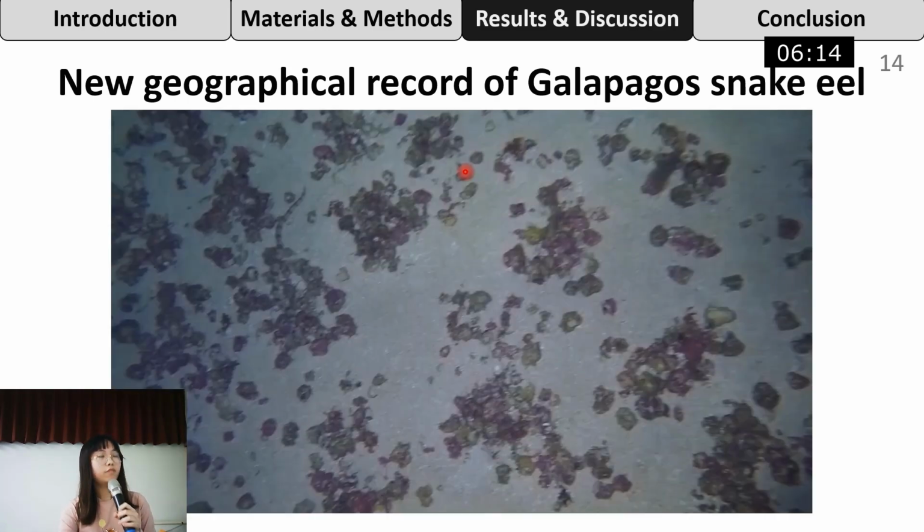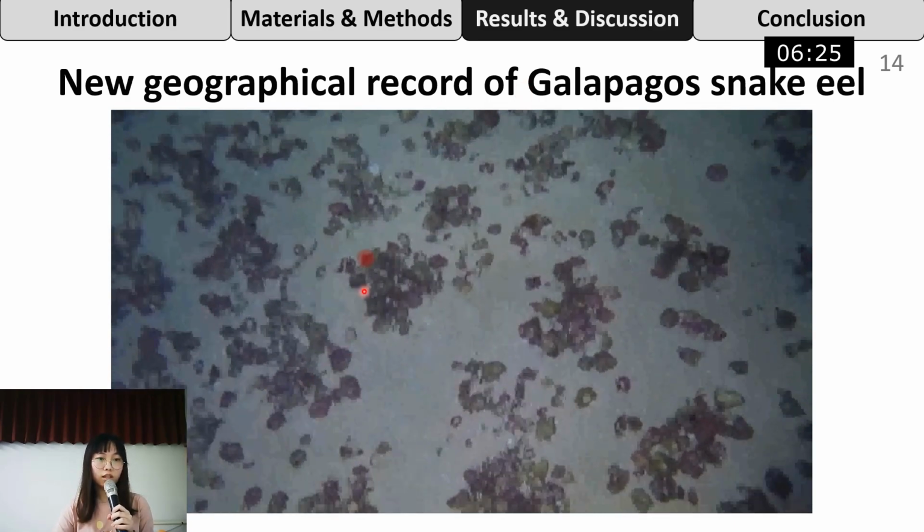And the following is a short video showing actual ROV operation conducted by this research team. And this one is the Galapagos.